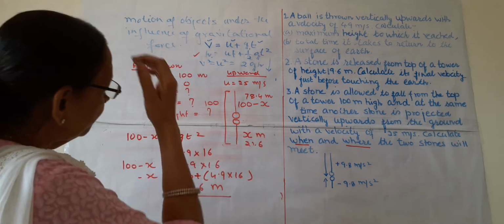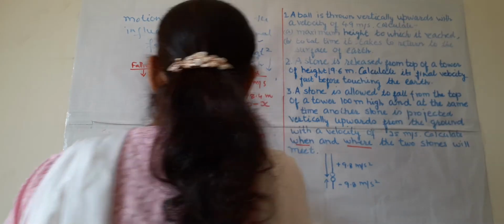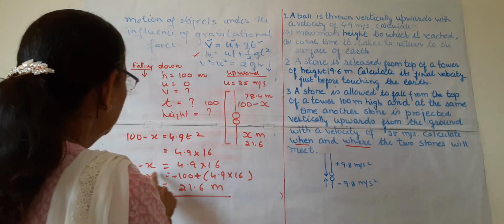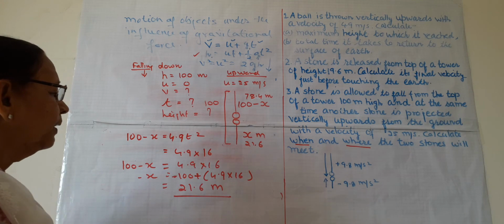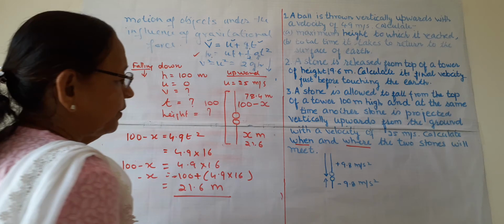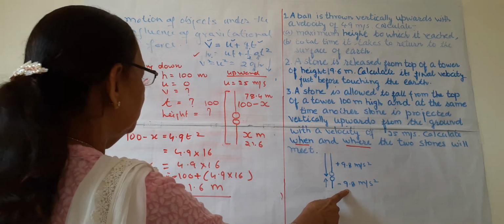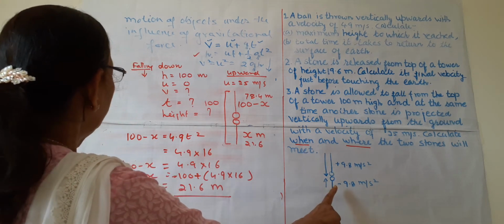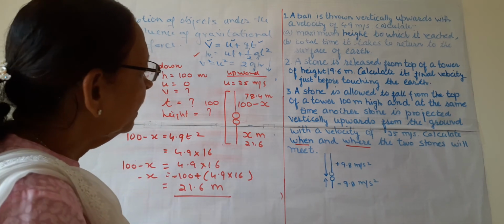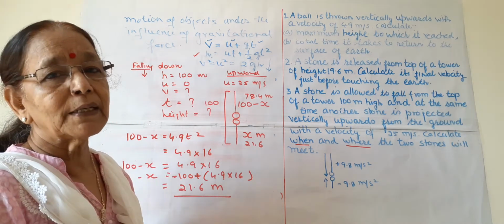So 100 minus x is equal to 4.9 into 16. Is it okay? So t is 4, it is 16, and to solve this you will get 21.6 meters. So this is how this is calculated. I have taken minus 9.8 here. When it is thrown up, we have to take minus 9.8, and when it is coming down, we have to take plus 9.8. So this is how these numericals are done.